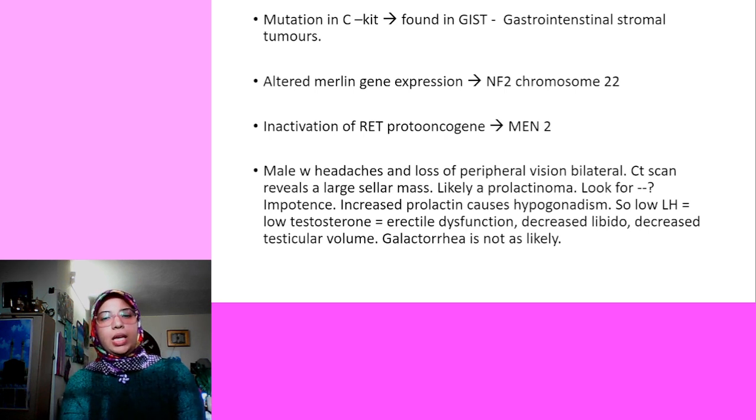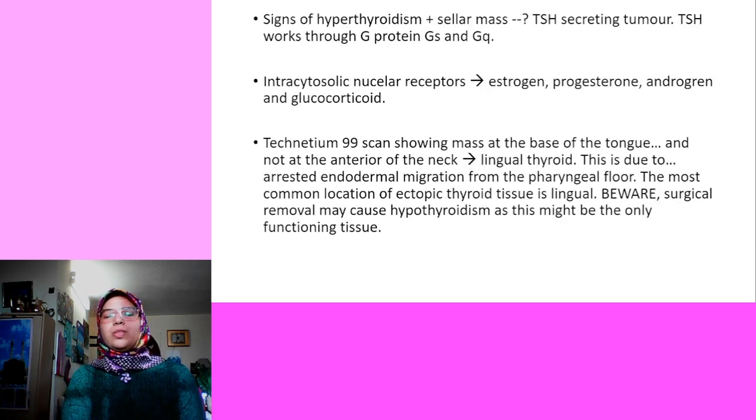A male with headache and loss of his peripheral vision, CT scan reveals a large cellular mass. It's likely a prolactinoma. You want to look for impotence. So increased prolactin is going to cause hypogonadism. The low LH is going to cause low testosterone. The low testosterone is going to cause erectile dysfunction. The erectile dysfunction is going to cause decreased libido, decreased testicular volume. Galactorrhea is not as likely. Don't pick galactorrhea if you find this question.